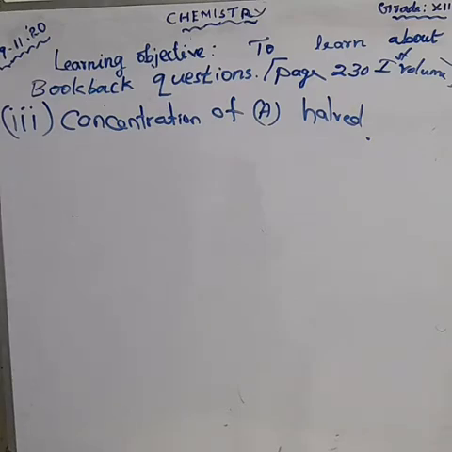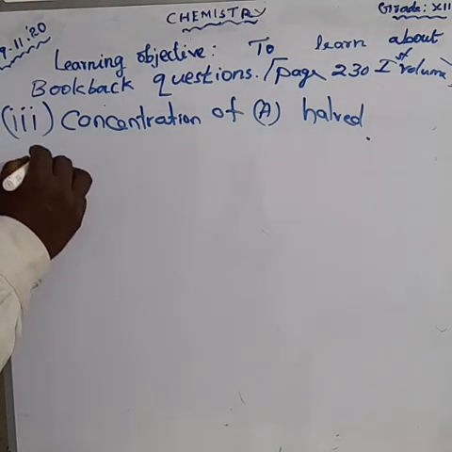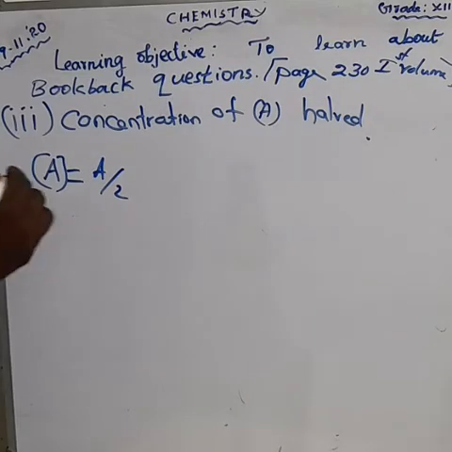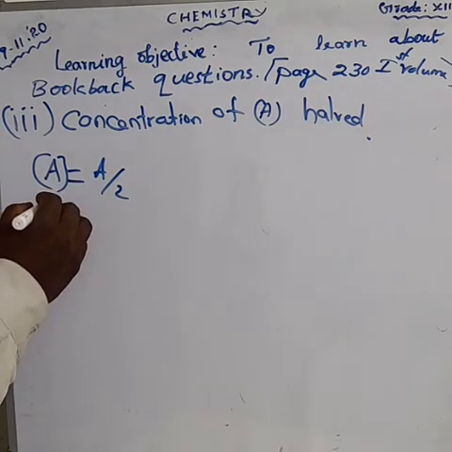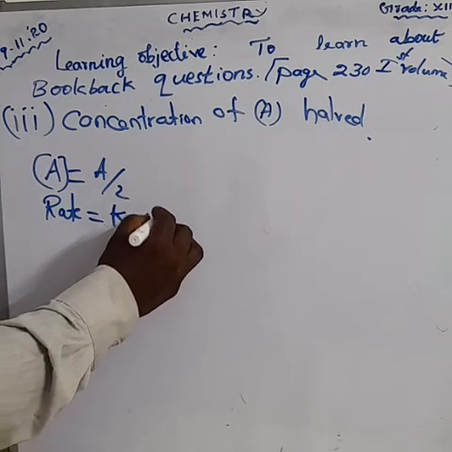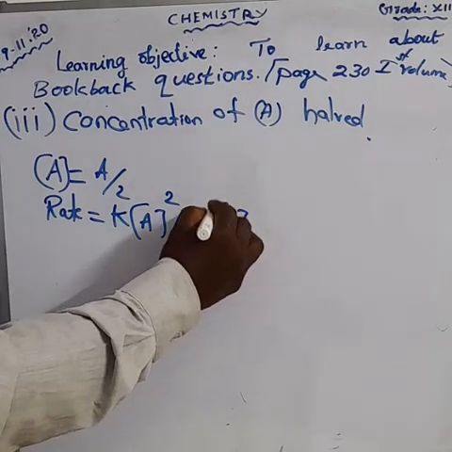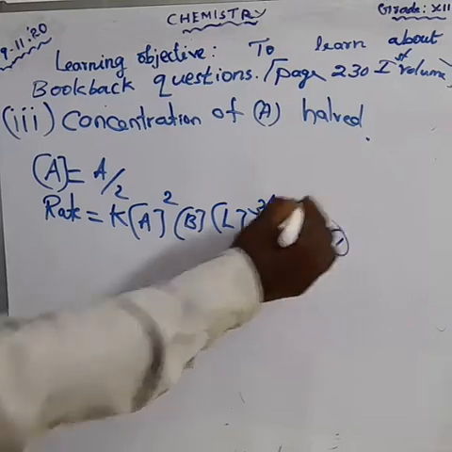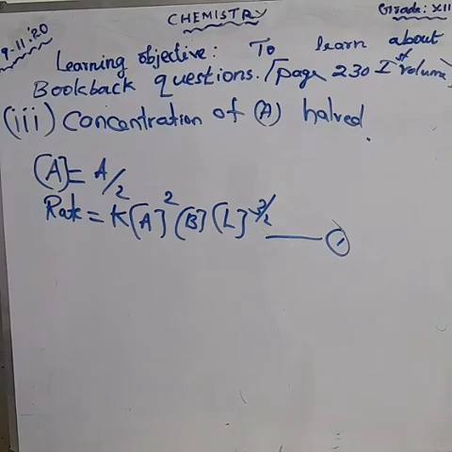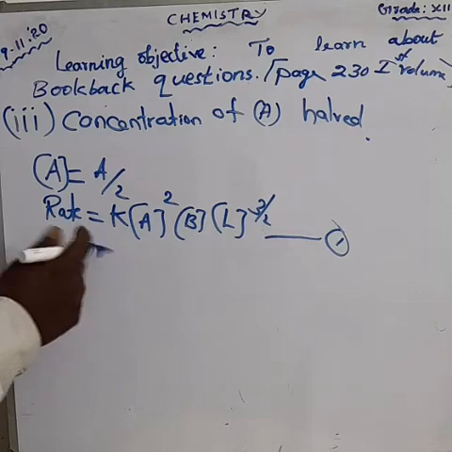A means half. So given A is equal to A by 2. That's the given. Am I right? That is half. Am I right? So what's the equation 1? Equation rate is equal to K into A square B L 3 by 2. This is equation number 1. So what is the value of A? A is equal to A by 2. That's a given. Substitute this A value in equation 1.